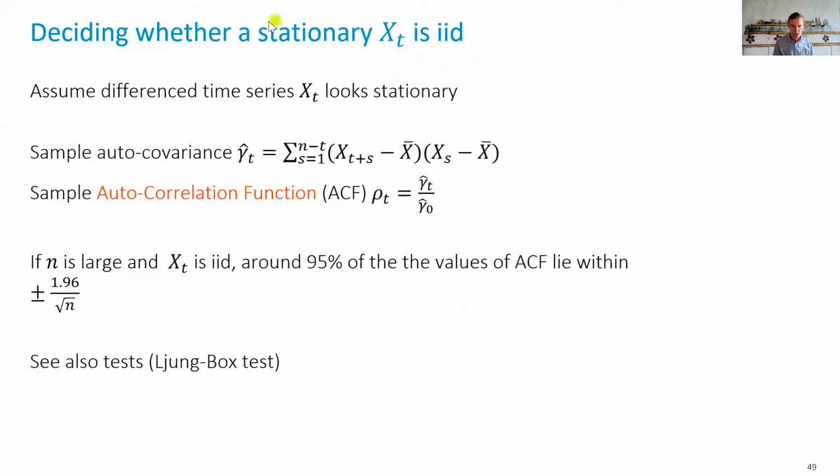IID. So the first thing to look at is, does it look stationary? This is typically done by out-of-band inspection of the data. For example, one of the data series we've seen has obvious periodicity. So if it's periodic, it's not stationary.